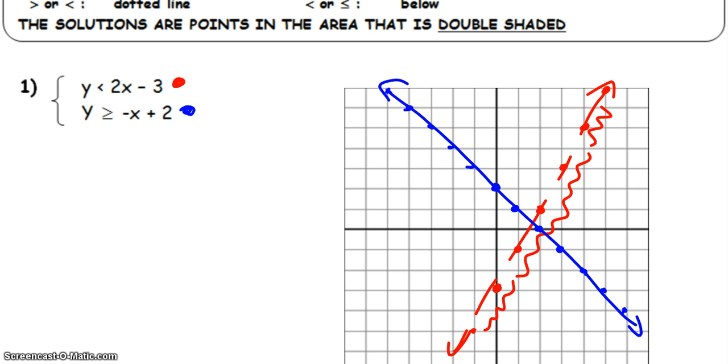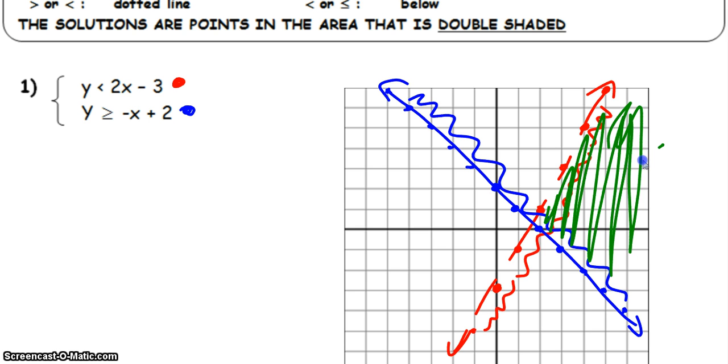Now, for this second line, which is in blue, I want to shade above that line, which is here. So what I'm looking for is where do those two shadings overlap each other? If I am above the blue line and below the red line, I'm going to put my final answer in green. It's actually going to be this section here. Your final answer is all the points that would be double shaded in there. You can check that by plugging in any of those points and see that it works in both inequalities.